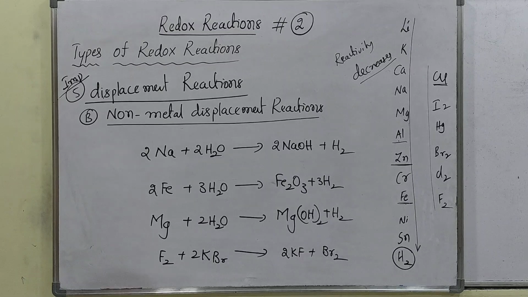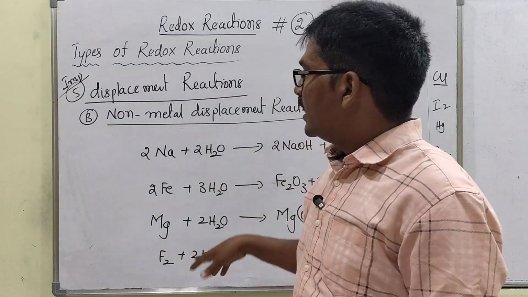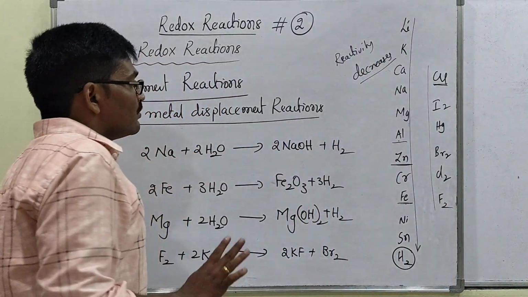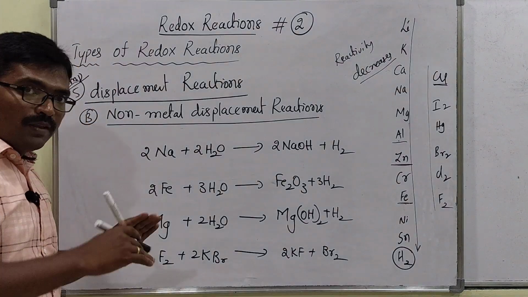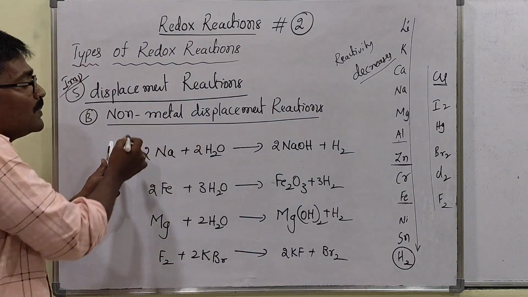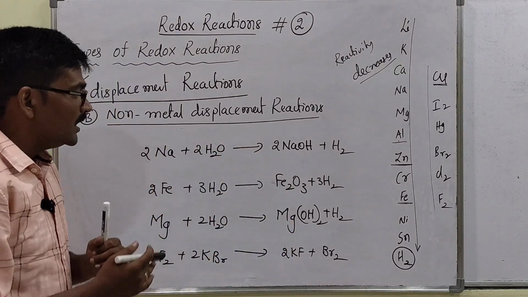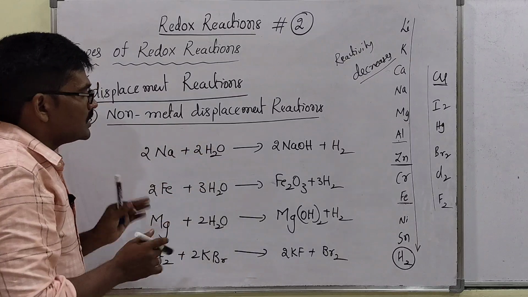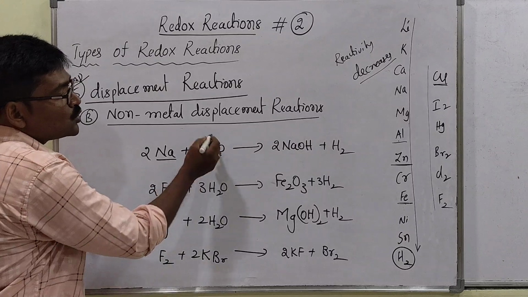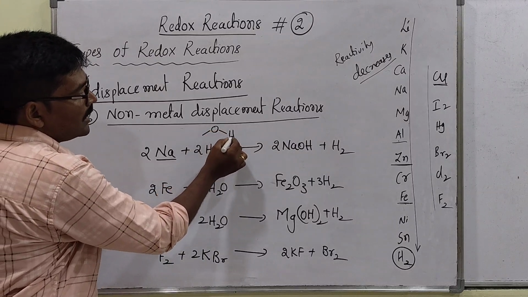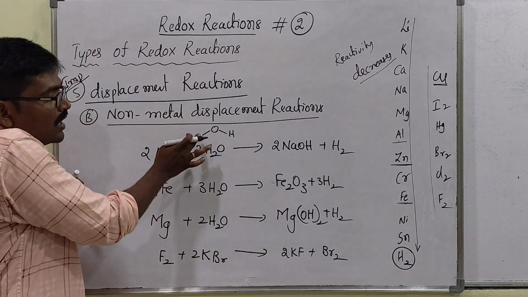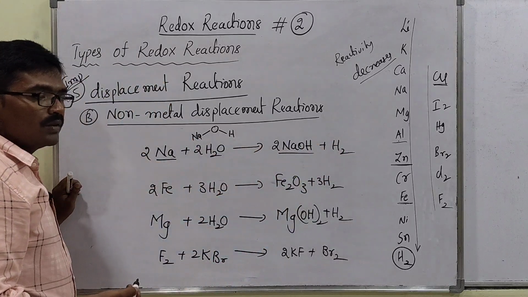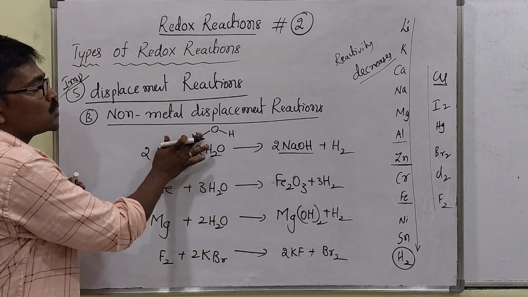Look, my dear students, now we have to discuss non-metal displacement reactions. What is the non-metal displacement? In the previous reaction, metal displacement meant a metal displaces another metal in its place. Here, a metal comes and displaces a non-metal. For example, sodium in H2O: actually, how is H2? Oxygen is attached with hydrogen. One of the hydrogens is replaced by sodium, then NaOH is formed. The sodium displaces the hydrogen.